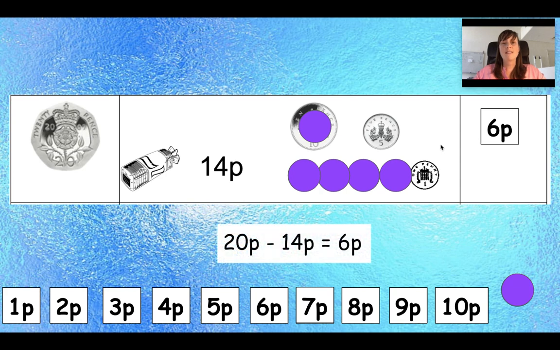So my subtraction sentence is 20p take away 14p equals 6p. And to make that change, I need a 5 and a 1. It's there for me. Let's do another one.